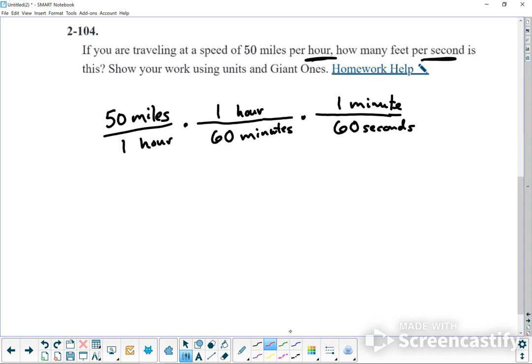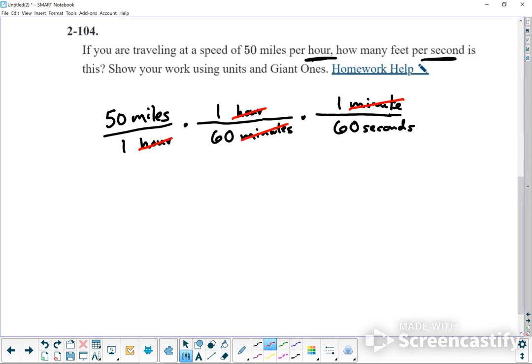Okay. And by doing this, we have eliminated the hour term, and we have eliminated the minute term. So now we have miles per second. And to do that, we have to divide it by 60 and divide it by 60 again. Okay. Now here's the hard part, how many feet are there in a mile? Or maybe go backwards, right? How many miles is in a foot? That's probably better, right?